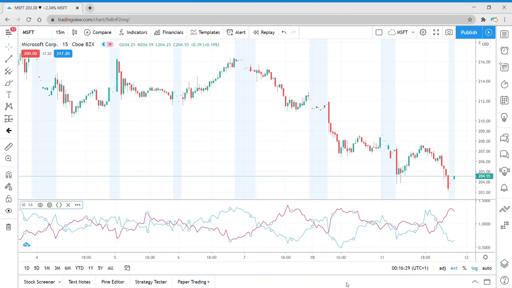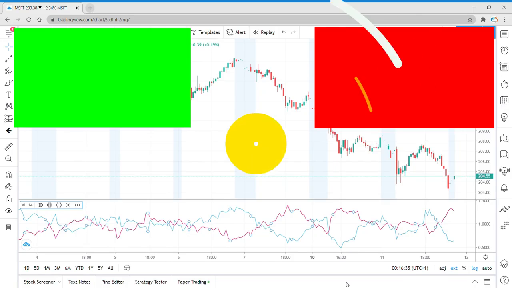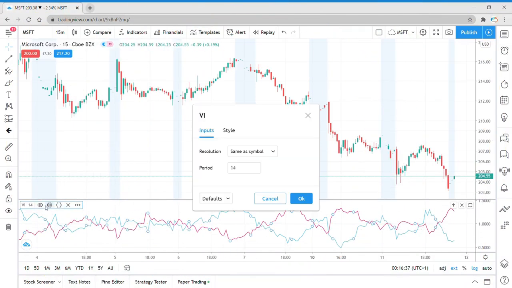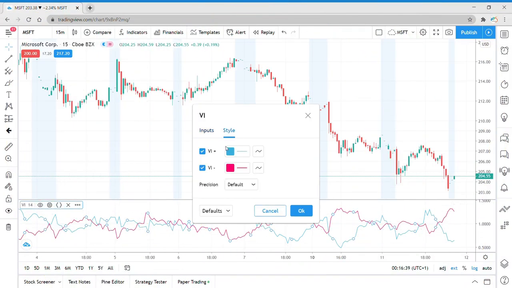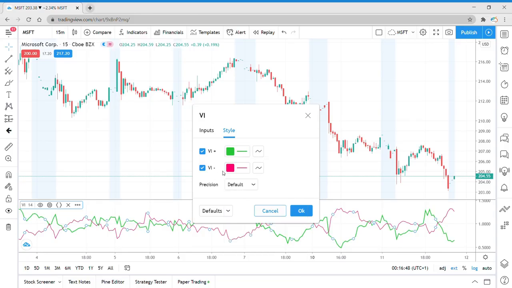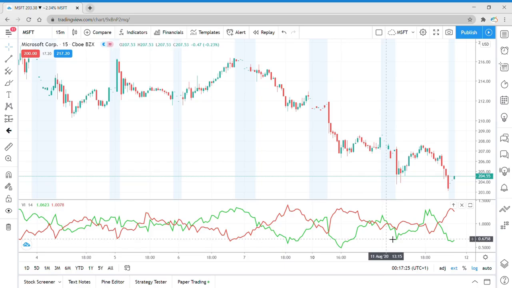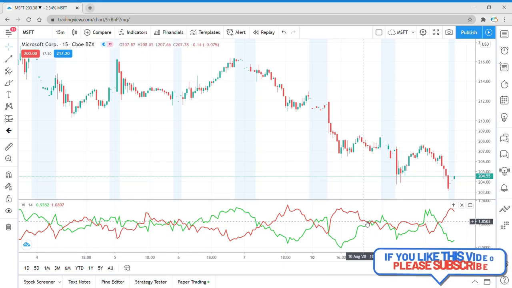Friends, generally I keep my negative Vortex red and my positive Vortex green. To change the colors, go to your settings tab, then click on style, and here you can see VI positive. Put that as green. I'll make it a bit thicker. And VI negative, put that as red, and I'll make it a bit thicker as well. So friends, as you can see, the colors of the two lines got changed.